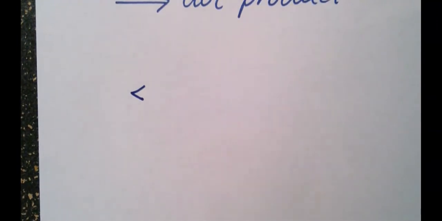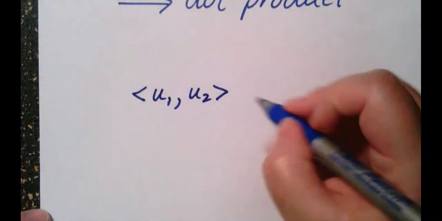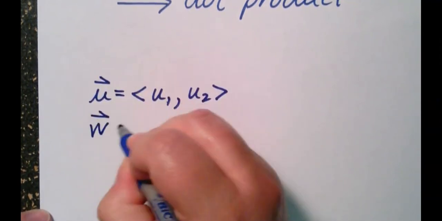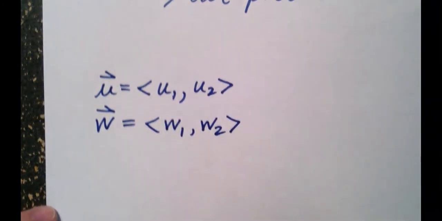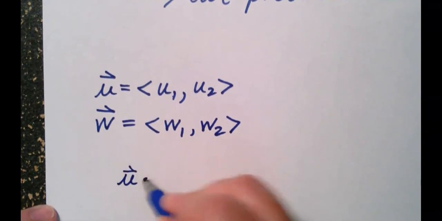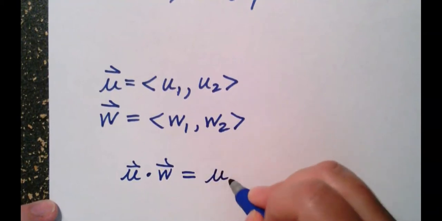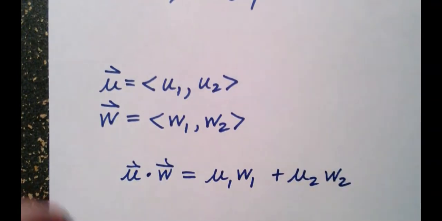If I were to say, in terms of component form, that I have a vector, let's say, U1, U2, that's vector U. And then I have a vector W, which has components W sub 1 and W sub 2. Then the dot product of those two, U dot product W, is going to be U sub 1 times W sub 1 plus U sub 2 times W sub 2.